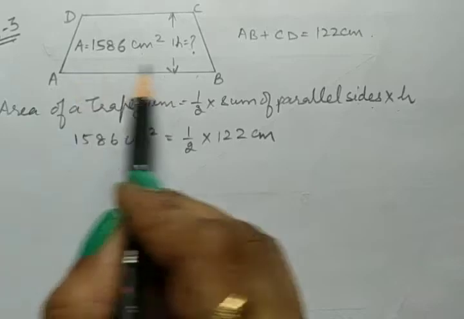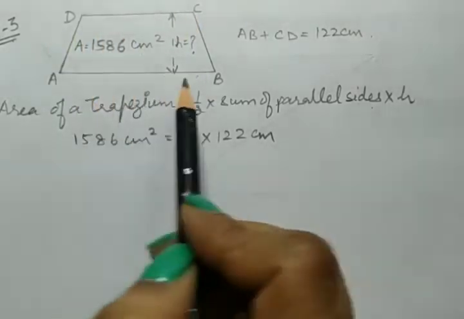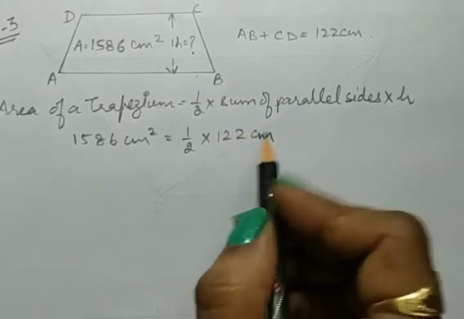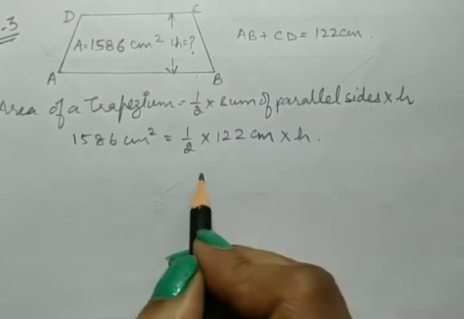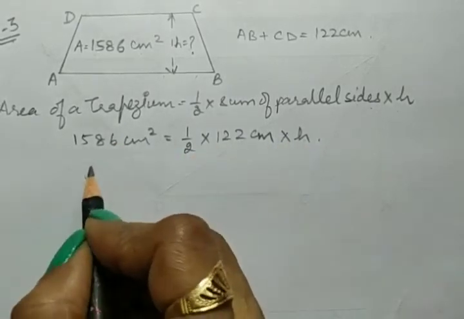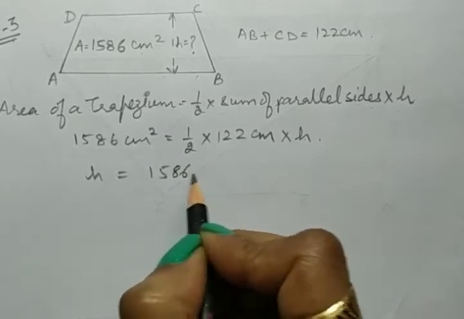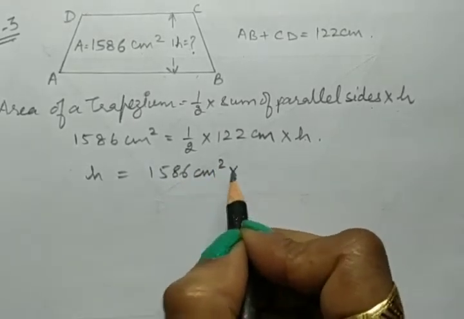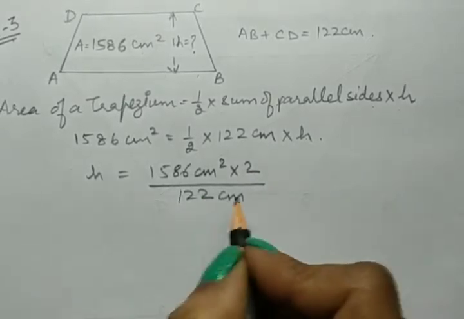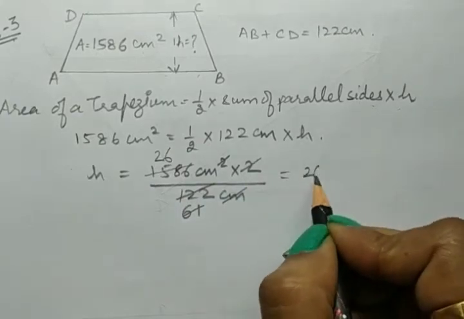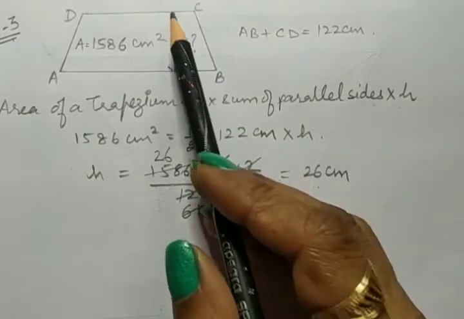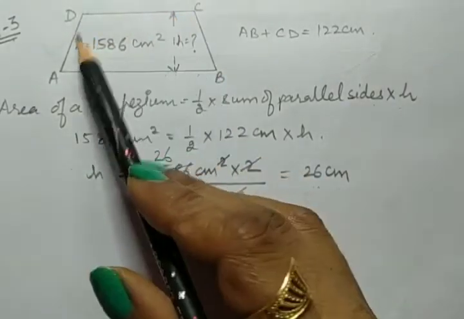Now we do not need to know the lengths of the separate parallel sides, because we already know the sum of parallel sides, multiplied by height. Now to find the value of h, cross multiply these values, so we get 1586 centimeter square multiplied by 2 divided by 122 centimeters. Height is equal to 26 centimeters.